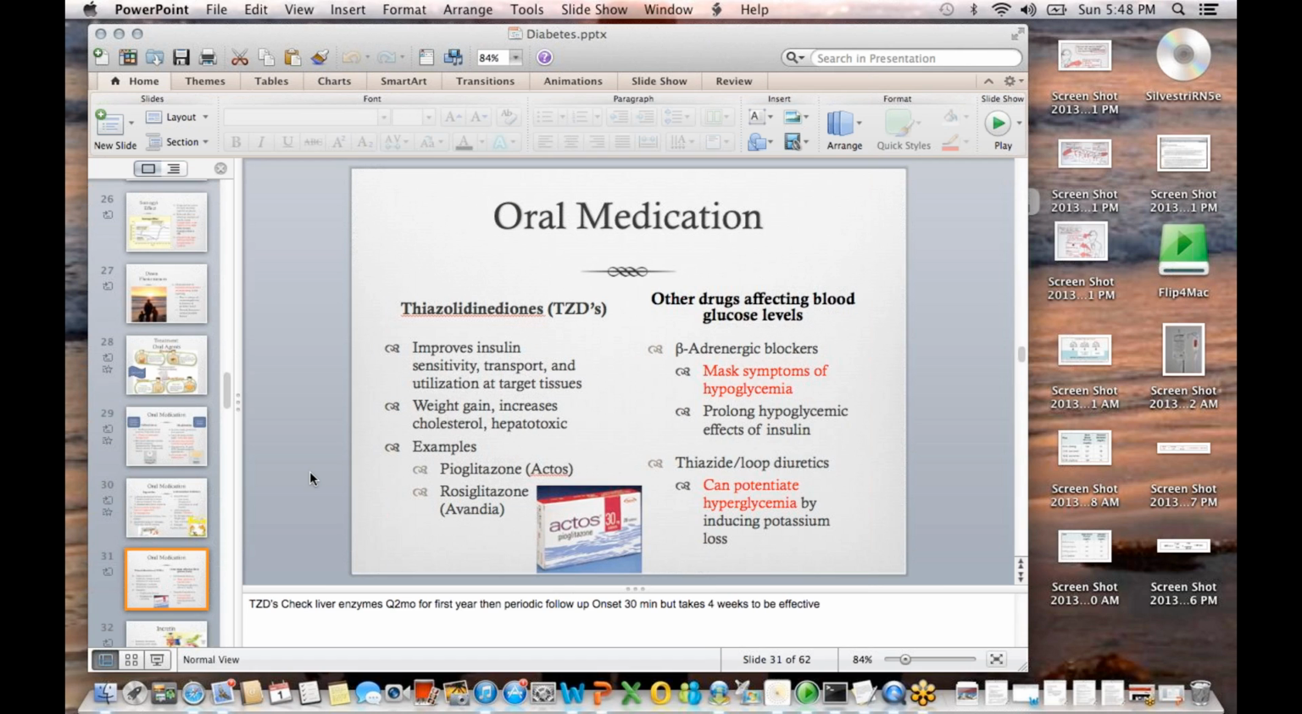Now, TZDs, these are sensitizers. I just think Z, sensitize. I don't know if that helps you guys. But let's see, improves the insulin sensitivity and transport, causes weight gain, increased cholesterol, hepatotoxic. So other drugs that can affect your blood glucose, remember, beta blockers can mask the hypoglycemia symptom of tachycardia because they block beta 1 on the heart, so you don't see tachycardia if they have hypoglycemia. You guys understand that?